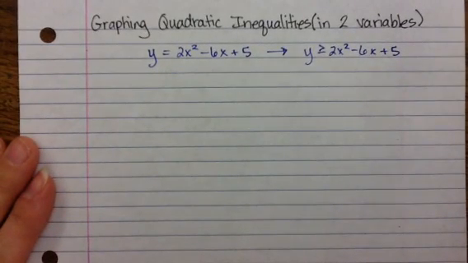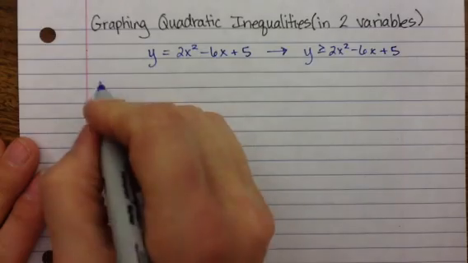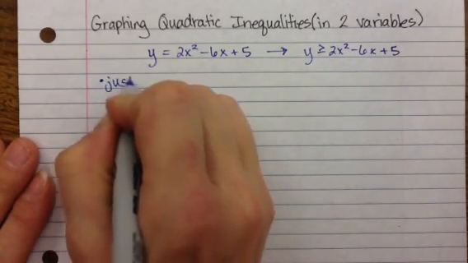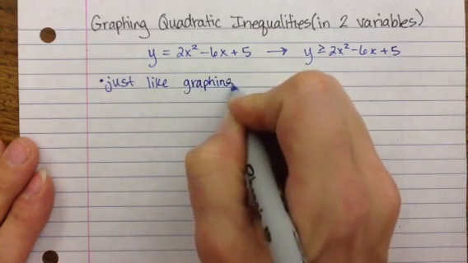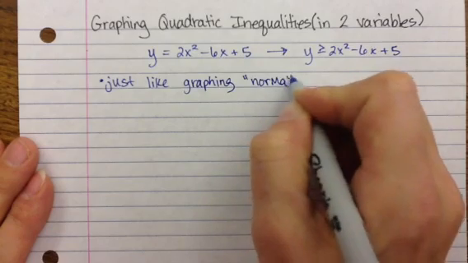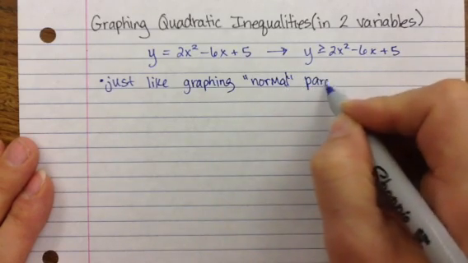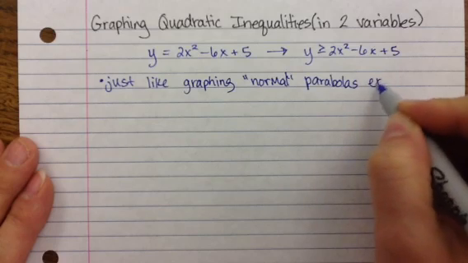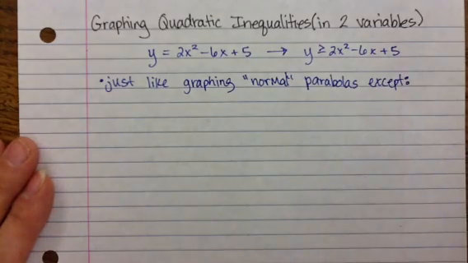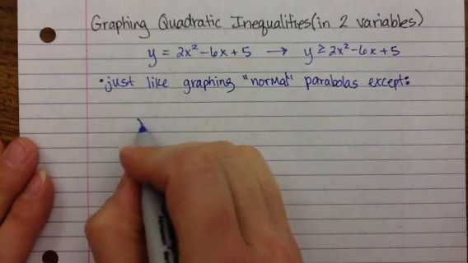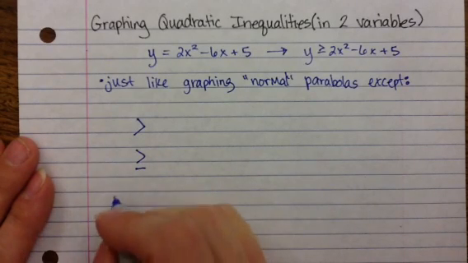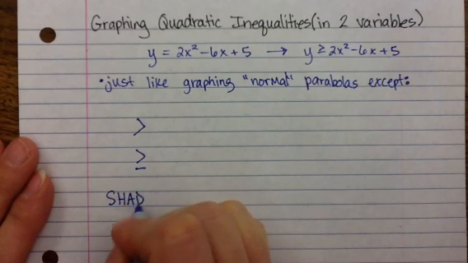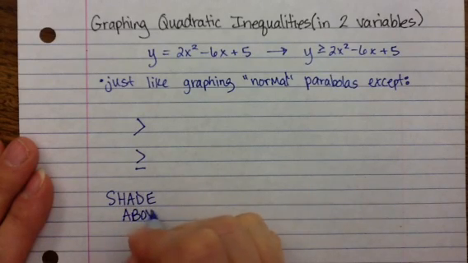The graphing is going to be very similar to graphing what we would call normal parabolas, with two exceptions. We have to pay attention to the symbol because it's going to tell us two things. If we have a greater than or a greater than or equal to symbol, these are both going to mean that we shade above the parabola.